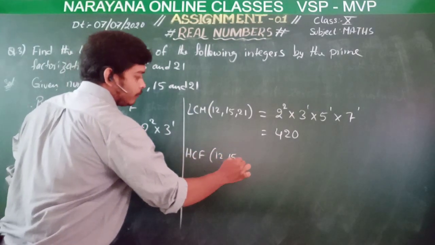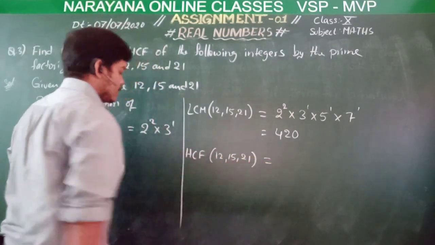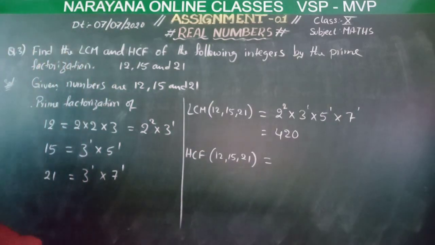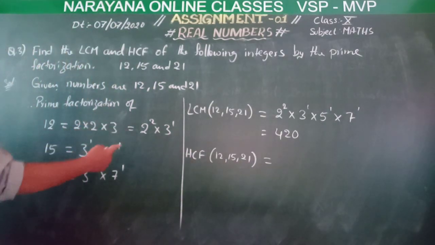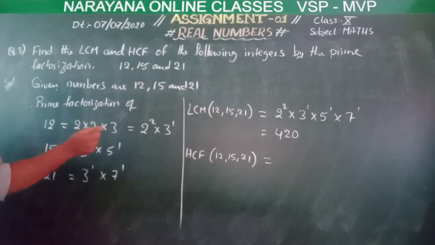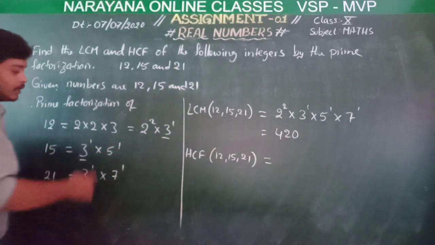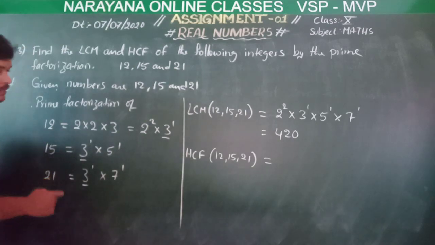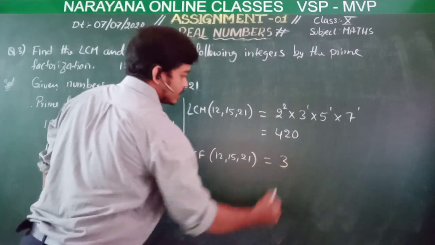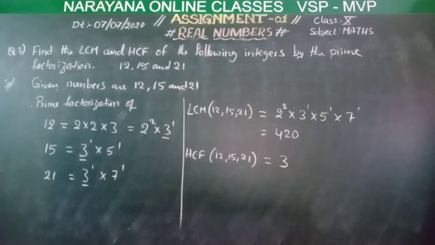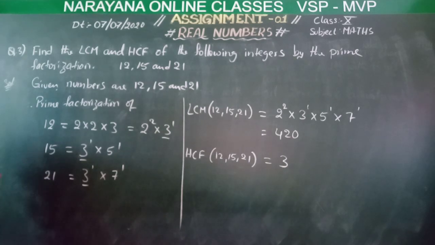And HCF of 12, 15, 21 is, see children here. Now HCF means highest common factor. We should consider among these a common factor. What is the common factor? 3 is the only common factor among these 3 numbers. So 3 is the HCF with least power, right? So only one has the power. Then this is the HCF. HCF of 12, 15 and 21 is 3.